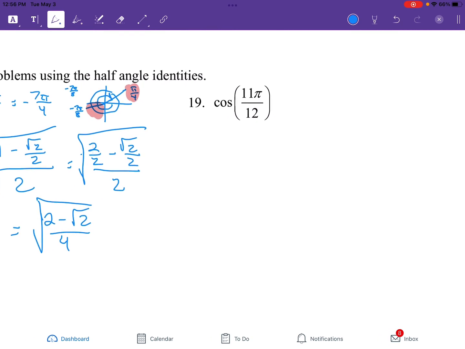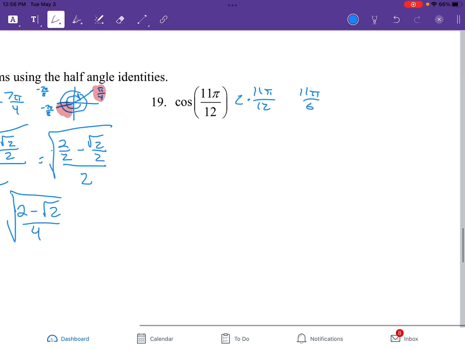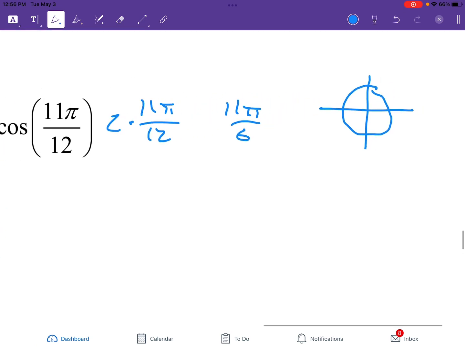Now we go to the cosine of 11 pi over 12. We're going to multiply 11 pi over 12 by 2 to get 11 pi over 6. If we make another unit circle so we can see it again, 11 pi over 6 is going to be someplace over here.